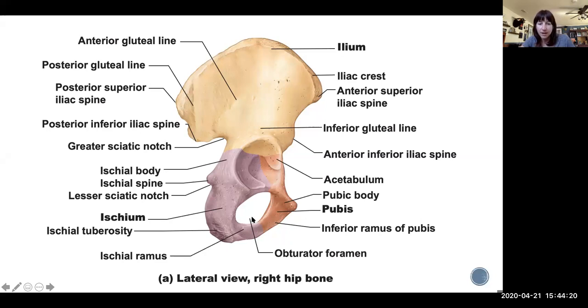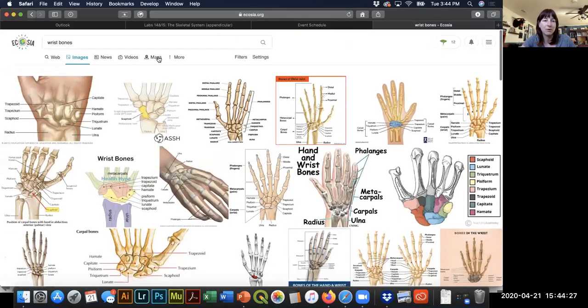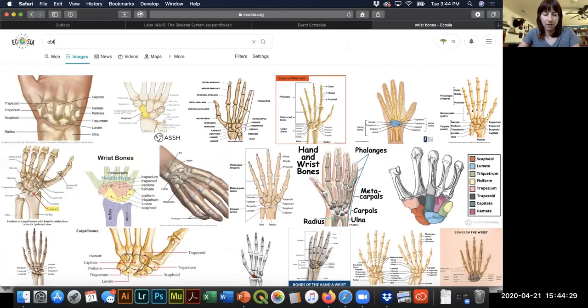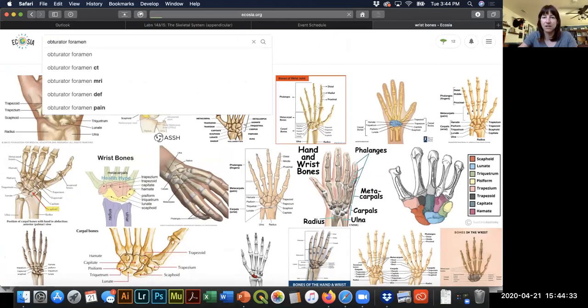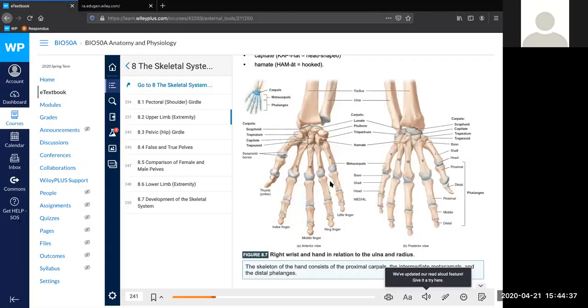Ischial tuberosity. This opening is the obturator foramen, and now I just have to know what goes through the obturator. Actually, if your textbook is any good, it would tell us. Let's see.